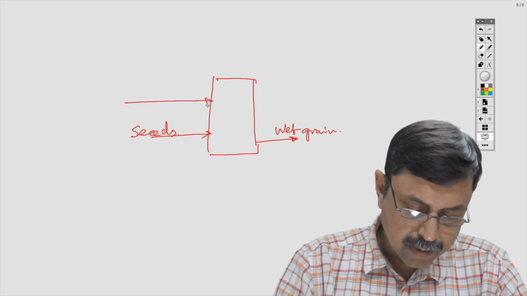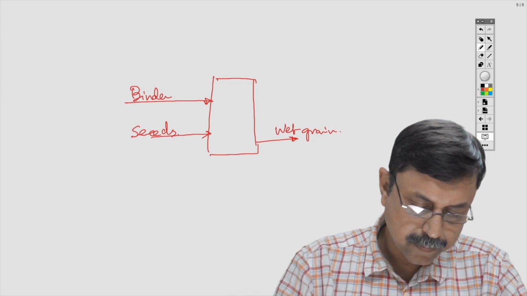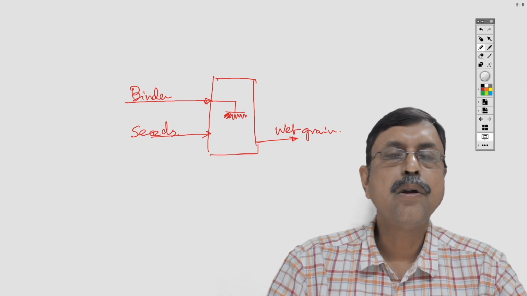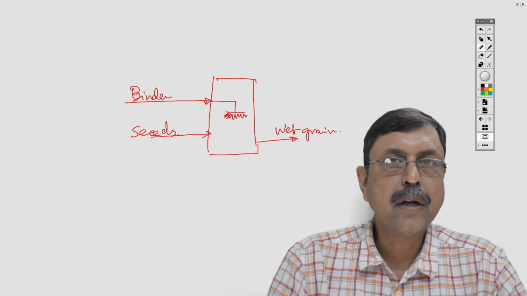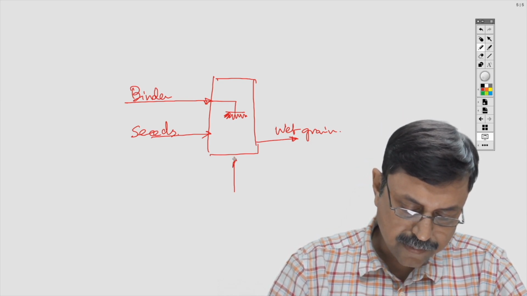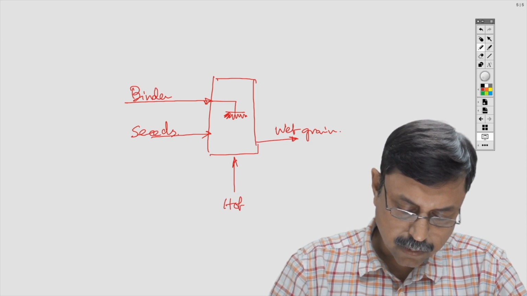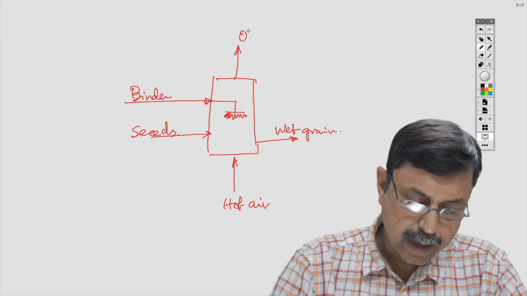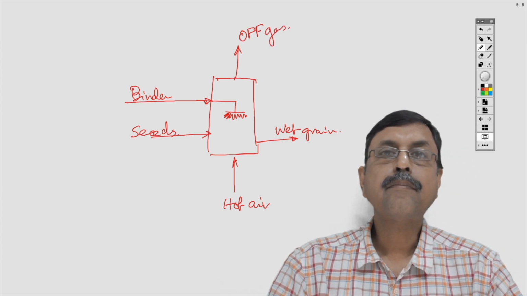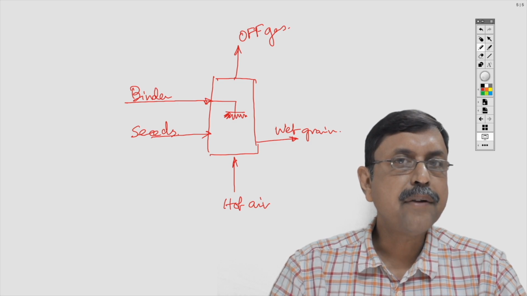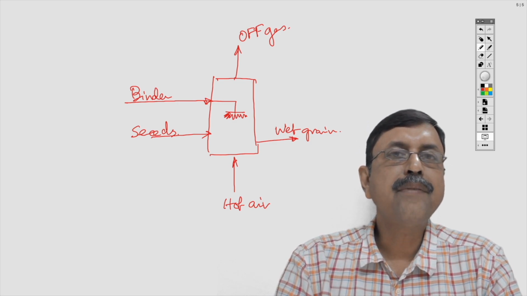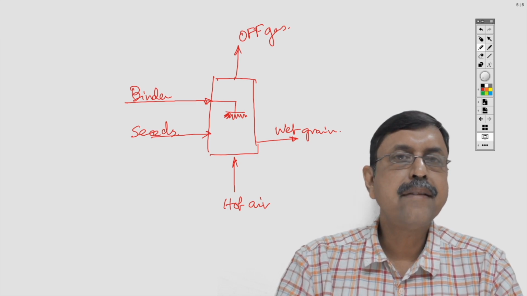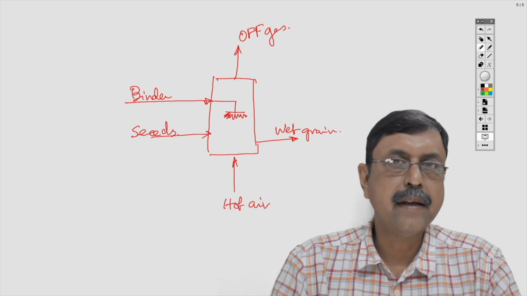And you will have binder material, and this binder material will be sprayed from the top, which will fall onto the heap of the powder. And we will have another input, which is hot air, and this hot air will come out as off gas. Now this hot air serves several purposes. First of all, hot air fluidizes the entire bed of these particles, because if the fluidization happens, then the granulation takes place in a better manner.